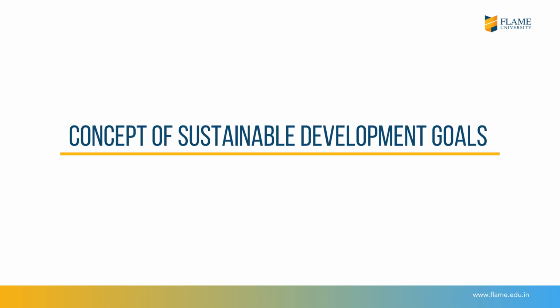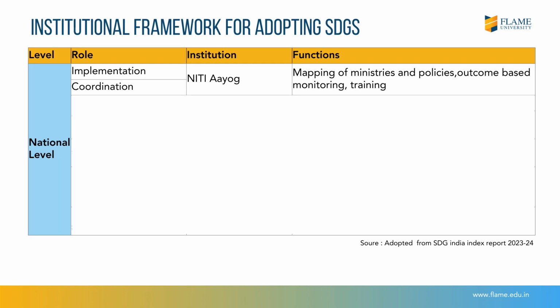Further, we will come to India's institutional framework for adopting SDGs and try to understand the role of different institutes at each level. At a national level, as we have seen already, Niti Aayog is the national implementation agency for achieving these SDGs. Niti Aayog coordinates among union ministries and states and union territories and maps policies, as well as playing the role of monitoring the outcomes, and provides knowledge repositories and training facilities too.